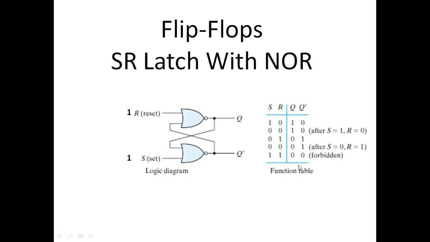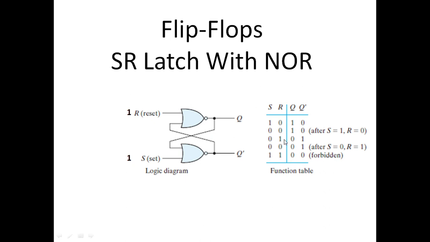Similarly, if we provide both of the inputs as 1, 1, we get 0, 0 here, because one of the inputs of each NOR gate is 1, so we get 0 at the output. Both of the NOR gates get 1 at one input, so we get output 0, 0. But this is an invalid state or invalid output because Q and Q prime are not the complement of each other. If they are not the complement of each other, then that state or that output is invalid or forbidden.